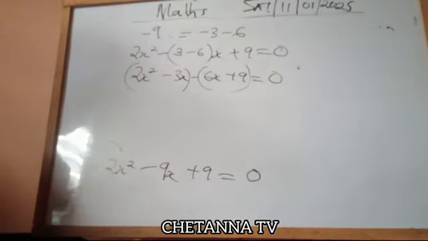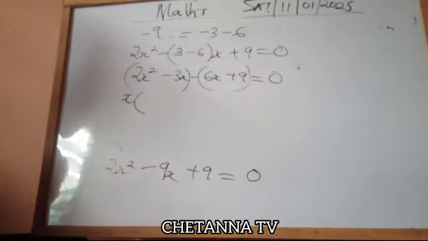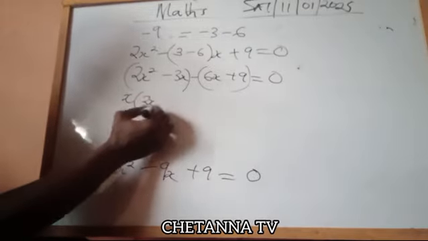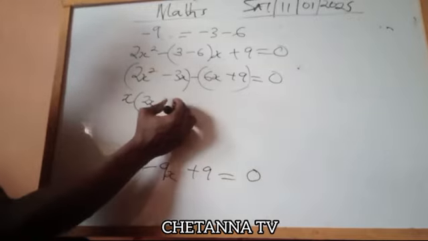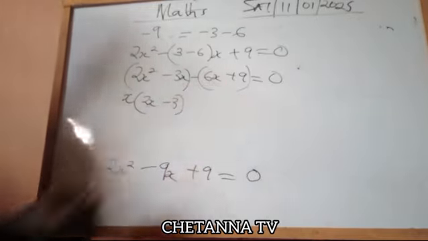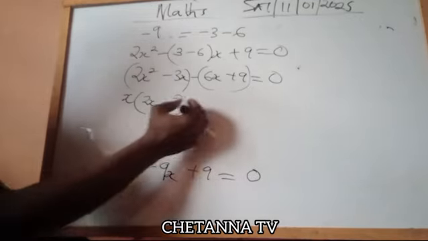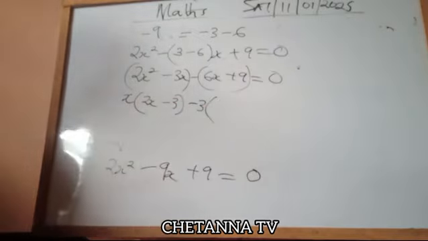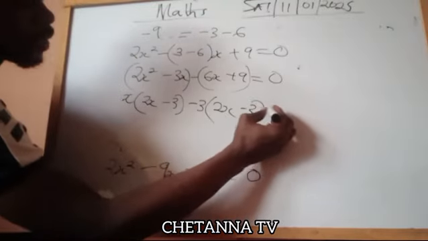What's the common factor here? x. 2x squared divided by x is 2x, and minus 3x divided by x is minus 3. What's the common factor in the second pair? Minus 3. If minus 3 comes out, minus 6x divided by minus 3 is 2x, and plus 9 divided by minus 3 is minus 3.